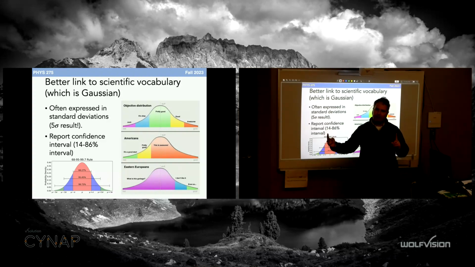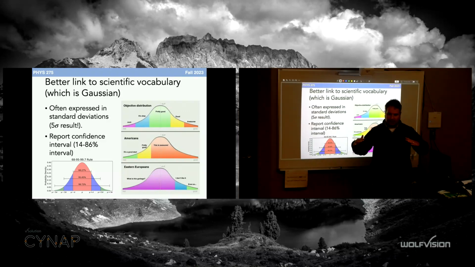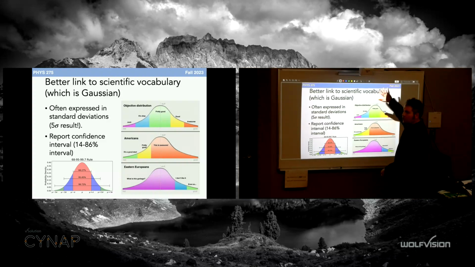A more accurate statement is to say, this is the standard deviation, the Gaussian distribution, and say, hey, this is where it ends up.